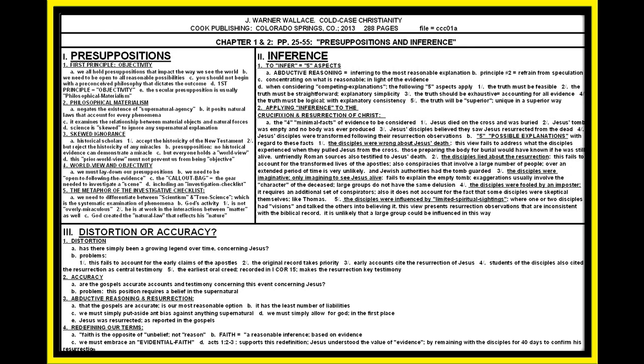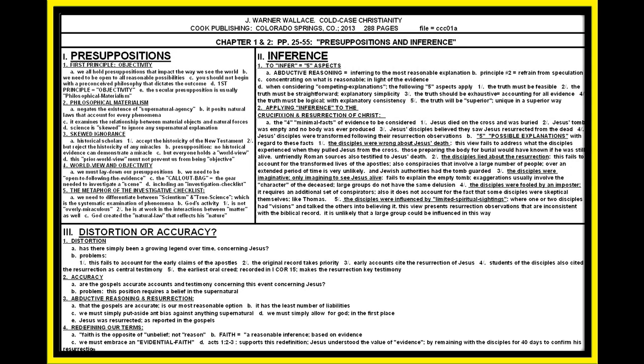Now, number 2, the disciples lied about the resurrection. This fails to account for the transformed lives of the apostles. Also, conspiracies that involve a large number of people over an extended period of time is a very unlikely occurrence. Plus, Jewish authorities had the tomb guarded. Number 3, the disciples were imaginative, only imagining to see Jesus alive. This fails to explain the empty tomb. Exaggerations usually involve the character of the deceased. Large groups do not have the same type of imaginative delusion.